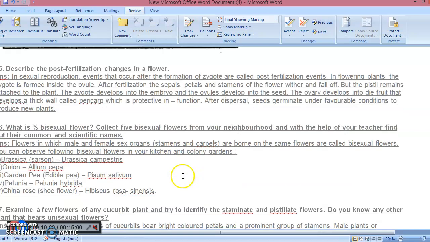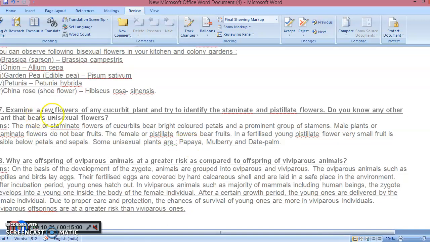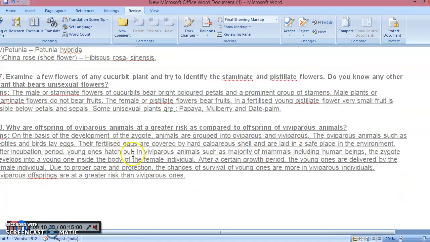Clear? Then, what is a bisexual flower? Collect 5 bisexual flowers from your neighborhood and write the scientific names. Okay, so collect the names of some bisexual flowers and try to find their scientific names. If any doubts are there, call me. Then examine a few flowers of any cucurbit plant and try to identify the staminate and pistillate flowers. So you can do these two questions yourself.